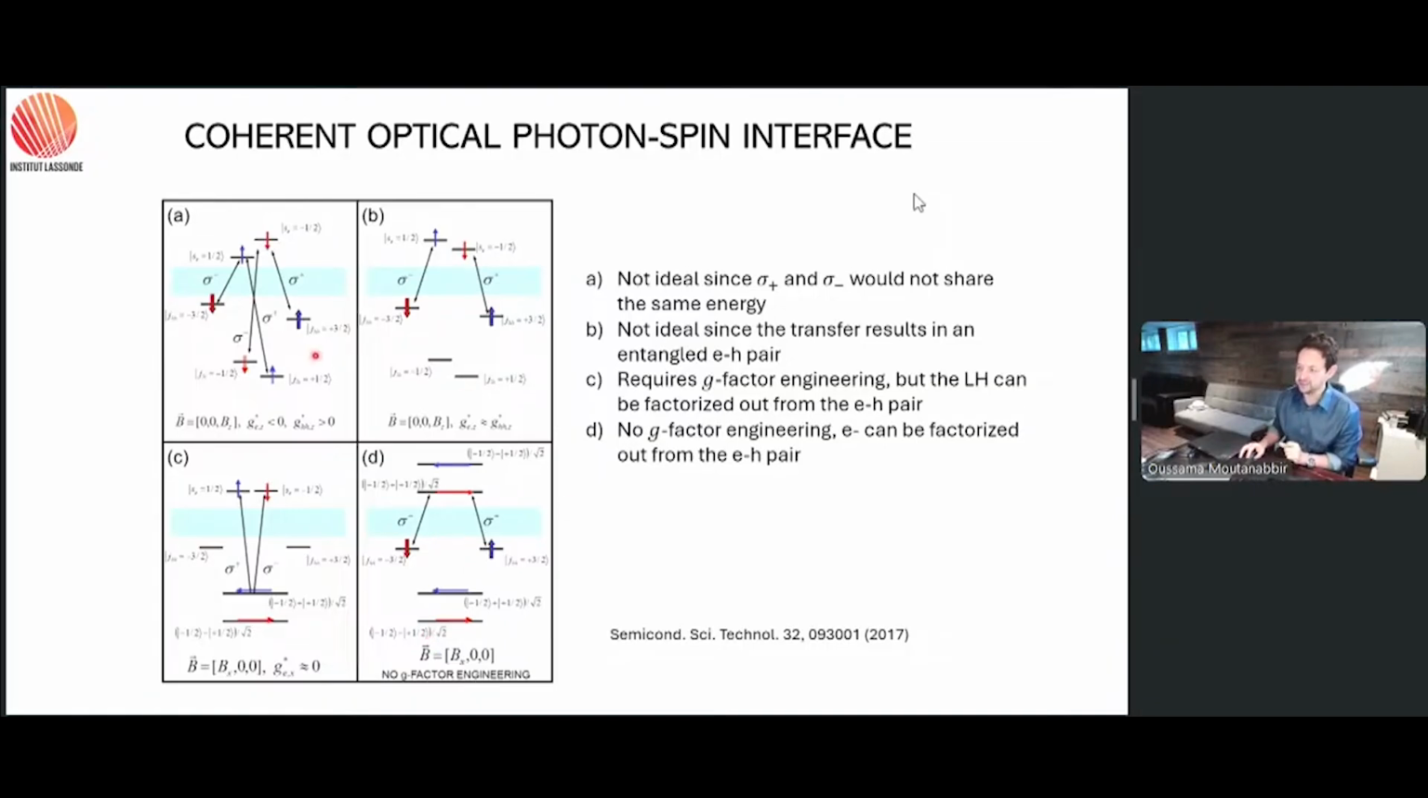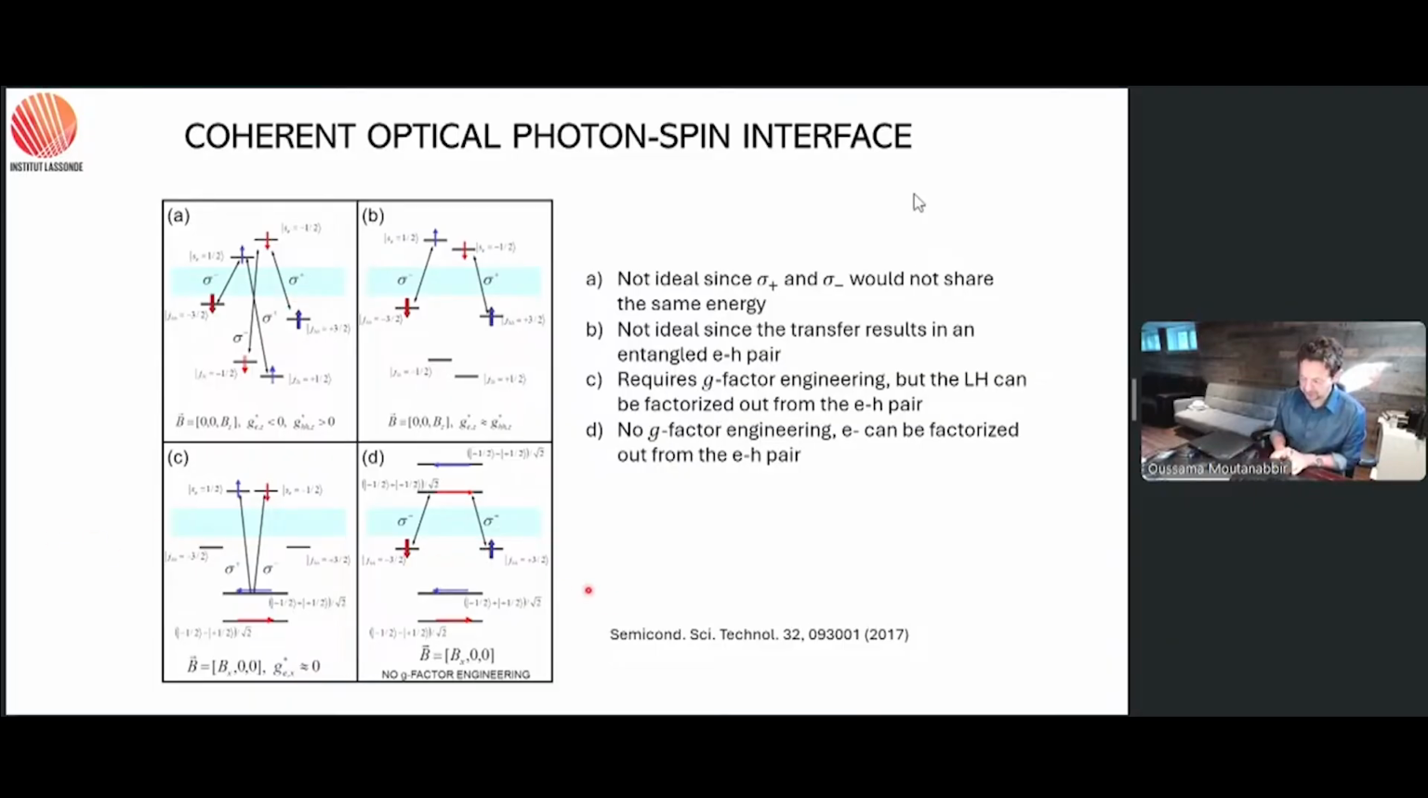spin. The other schemes, the top left and top right, both require an out-of-plane magnetic field. In the one on the left, you have to use two different photons, two different wavelengths, one for each polarization. In the second one, the superposition is not transferred; you obtain at the end an entangled electron-hole pair. So the two configurations at the top are not ideal, and there is now interest in achieving this configuration.